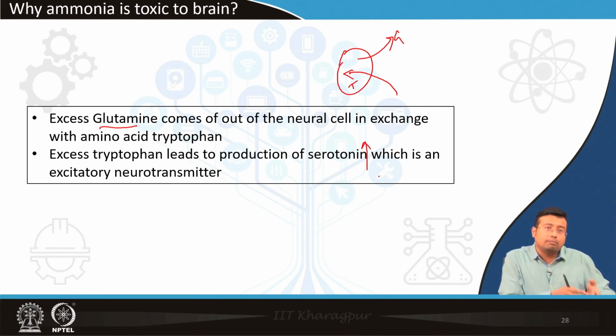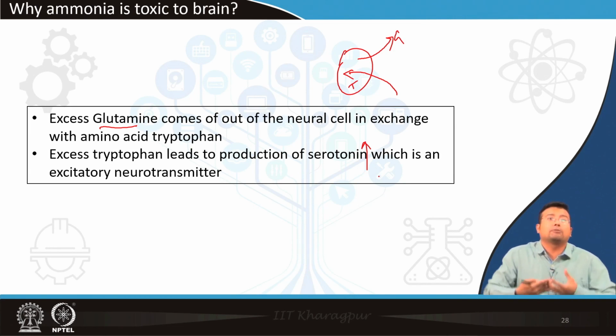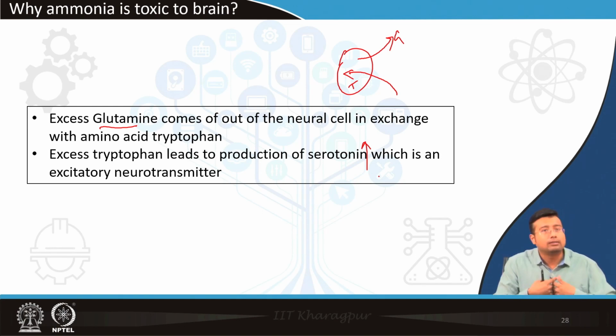So in the last mechanism we read, there is depletion of the inhibitory neurotransmitter GABA, and here we are seeing there is overproduction of serotonin. So both will act together to fire the neuron in such a way that there will be excess tremor, seizure and all the activities, slurring of speech.